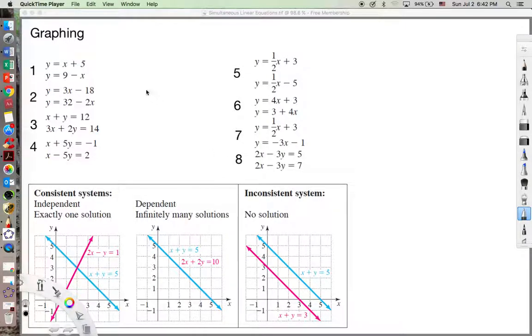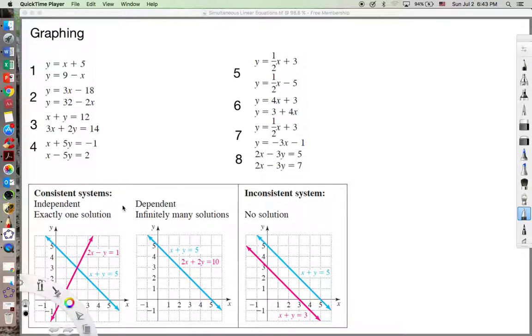Whenever we have a pair of equations where there are no exponents in either the x or the y terms, we have simultaneous equations, or a system of equations. And we can solve those in a couple of different ways. The first one we're going to look at is graphing here.